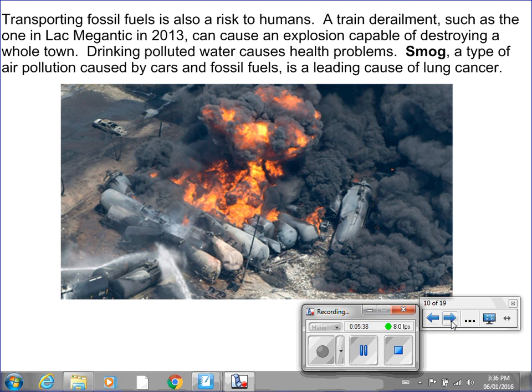Transporting fossil fuels is also a risk to humans. A train derailment, such as the one in Lac Megantic in 2013, can cause an explosion capable of destroying a whole town. Drinking polluted water causes health problems. Smog, a type of air pollution caused by cars and fossil fuels, is a leading cause of lung cancer. And this is one image from the disaster at Lac Megantic, and this is still an issue that's being dealt with in the courts. People are still struggling to rebuild their community after this disaster.